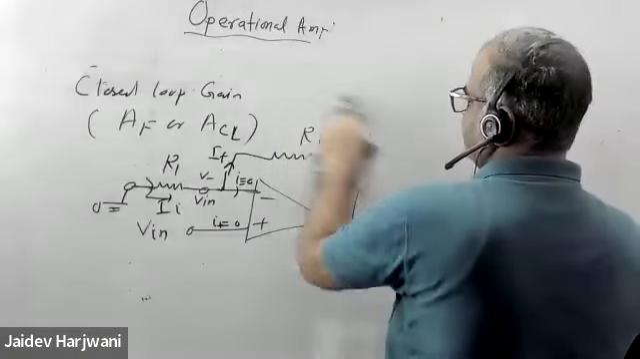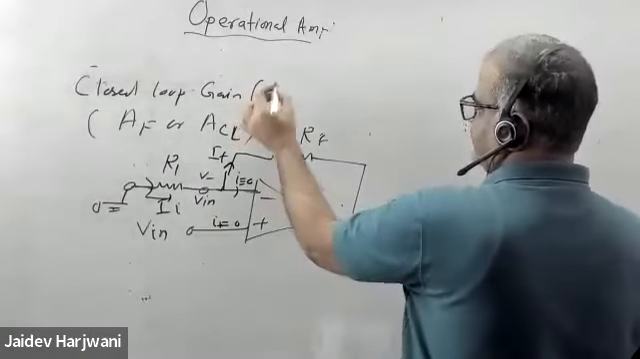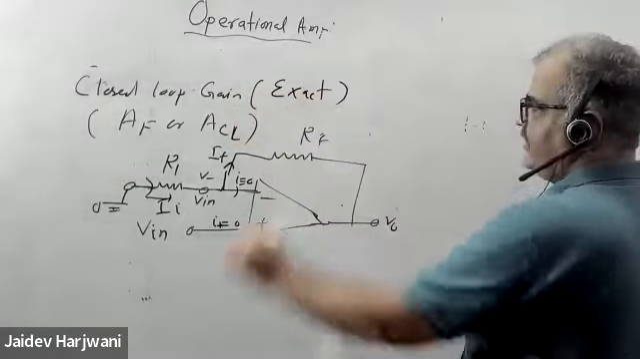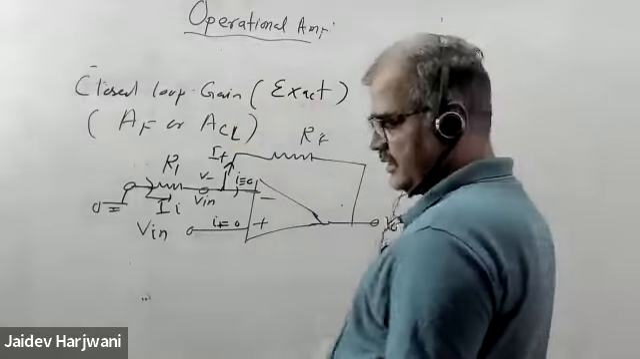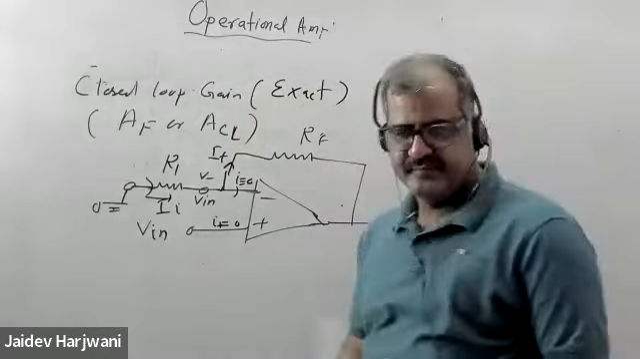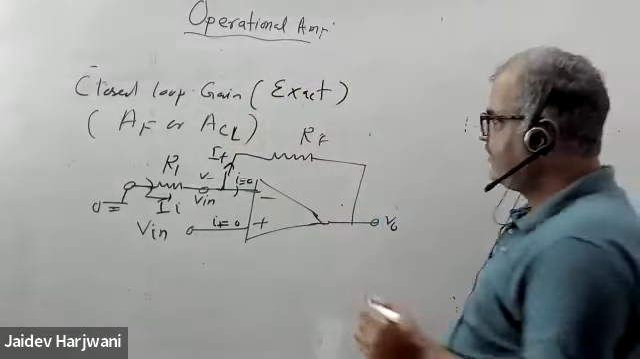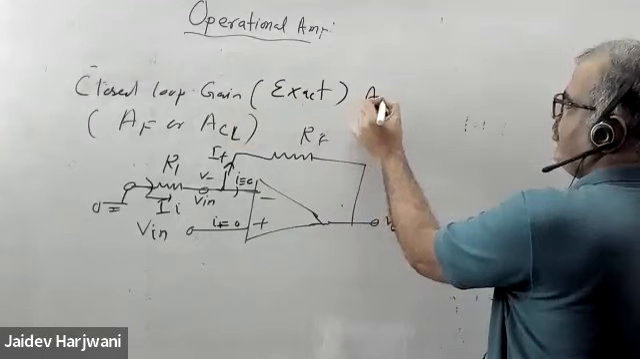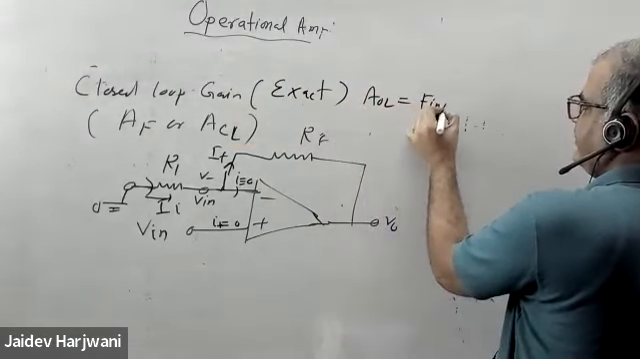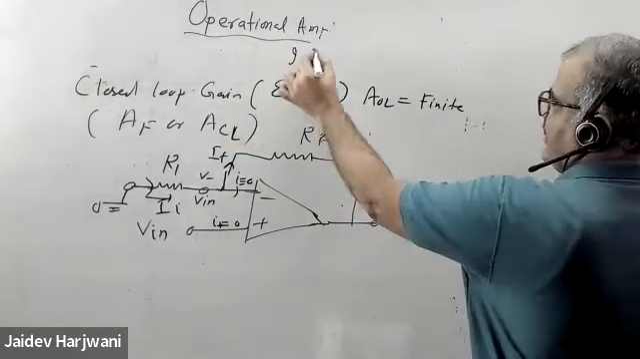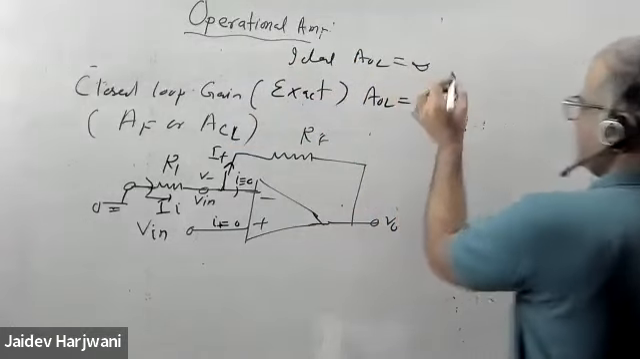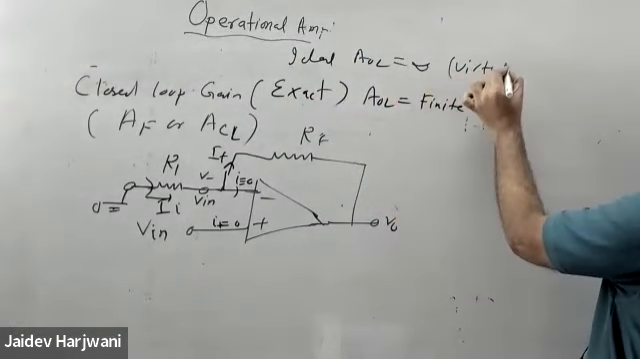Exact calculation. Put the heading. Exact calculation means now when it is not ideal. So if the op-amp is not ideal, that means open loop gain is finite. Exact means now open loop gain is finite. When I say ideal, ideal means your open loop gain is infinite. That's why the virtual ground concept comes.